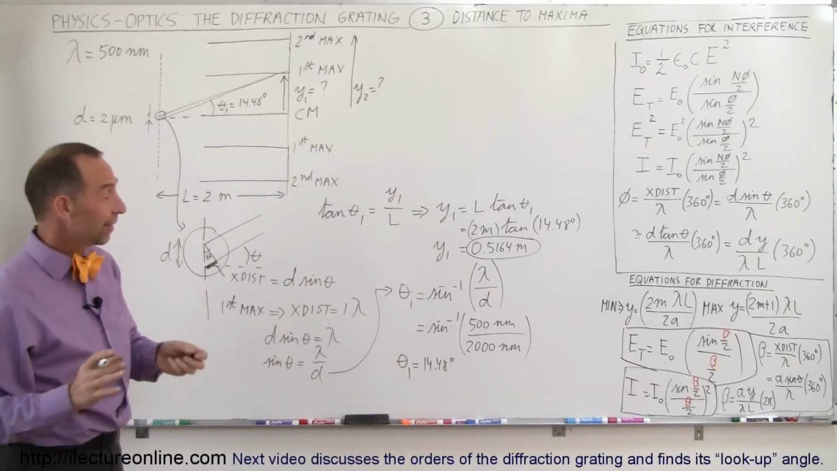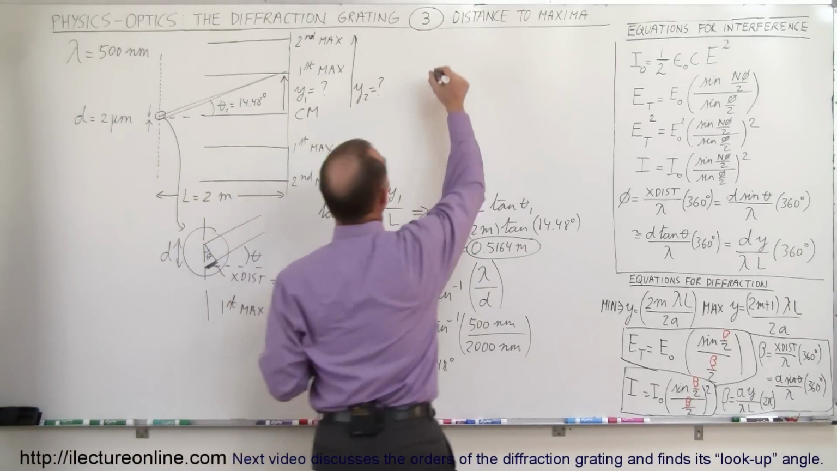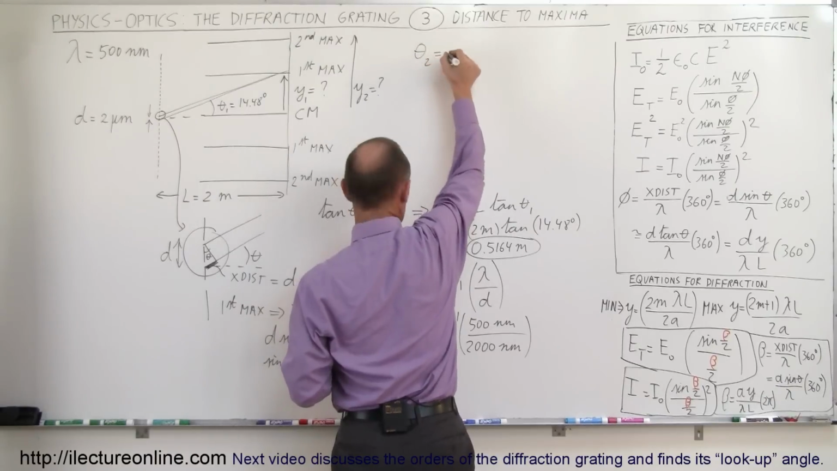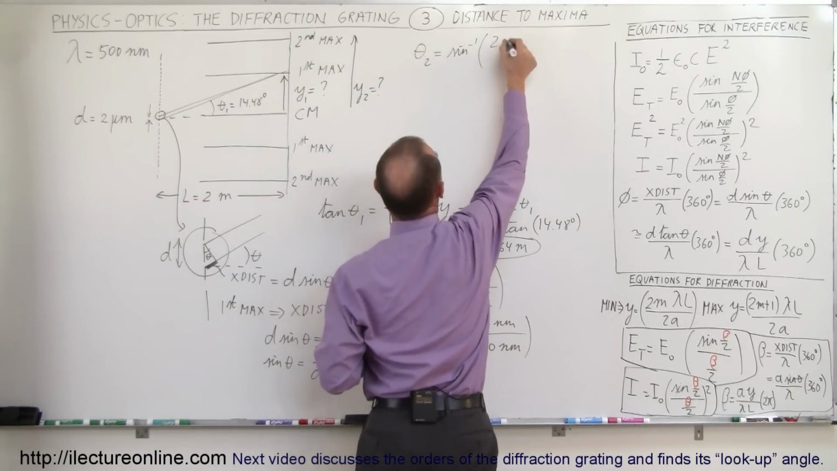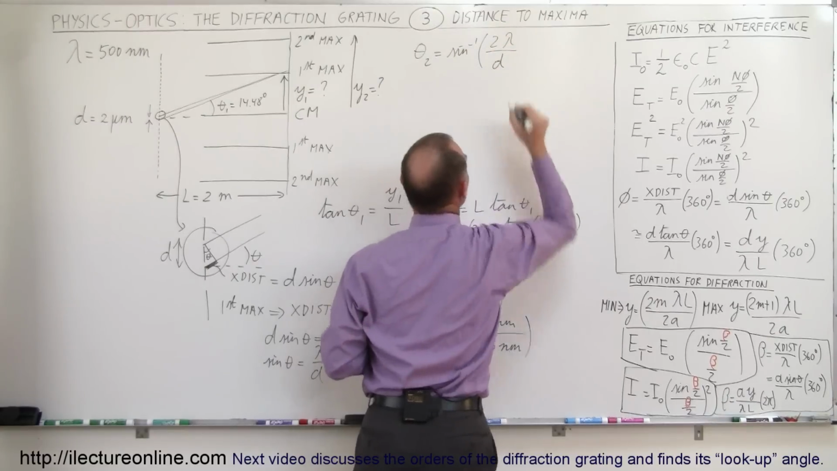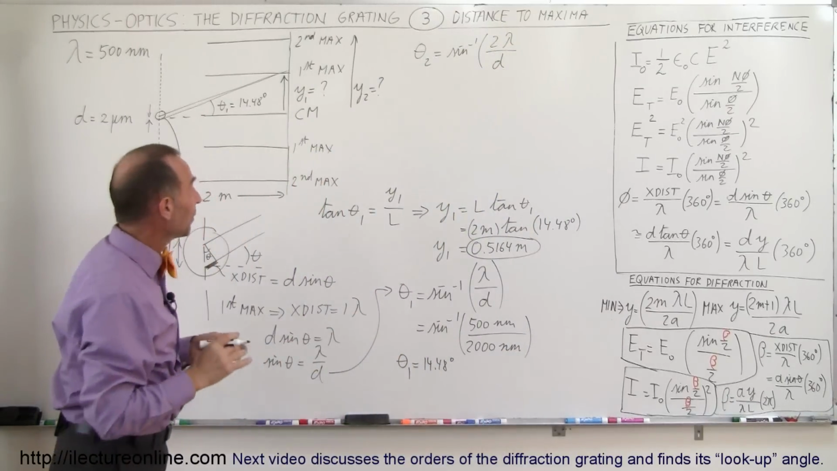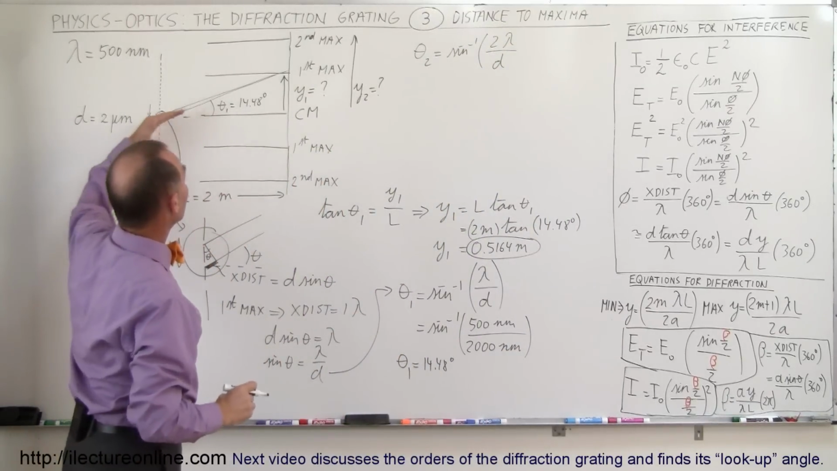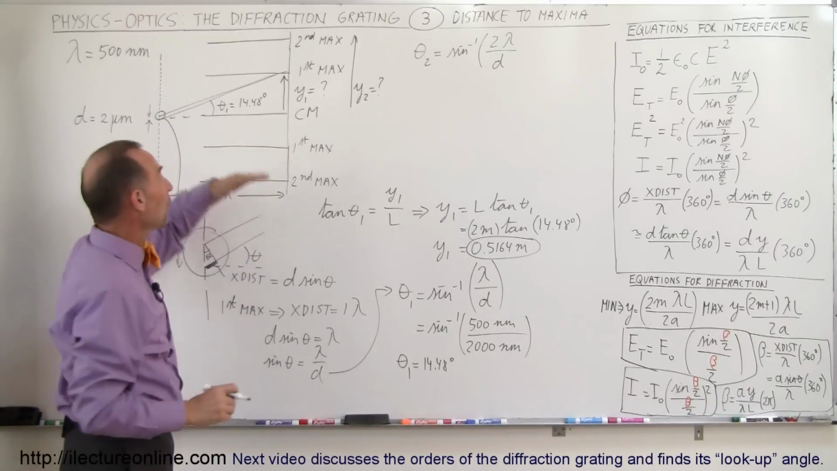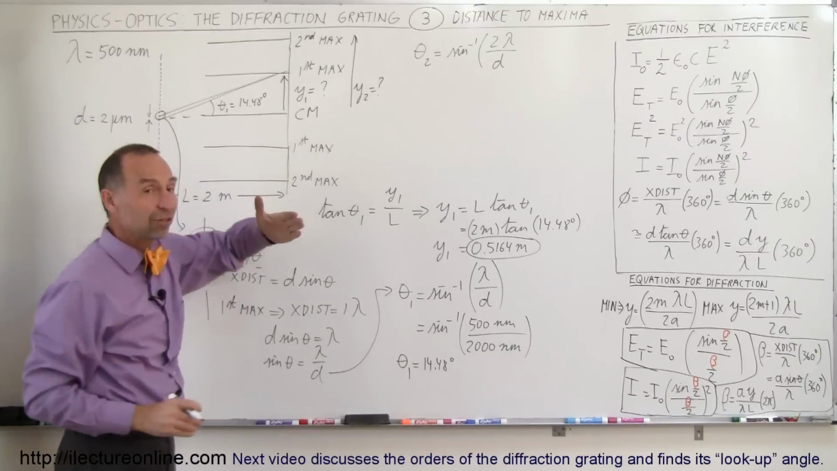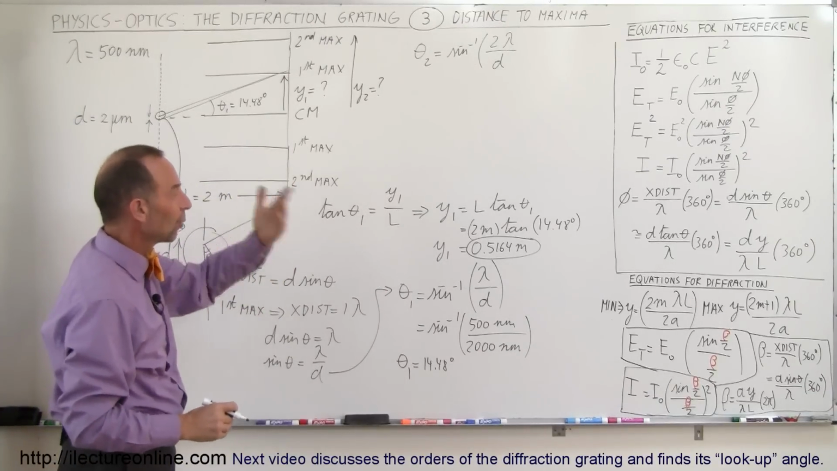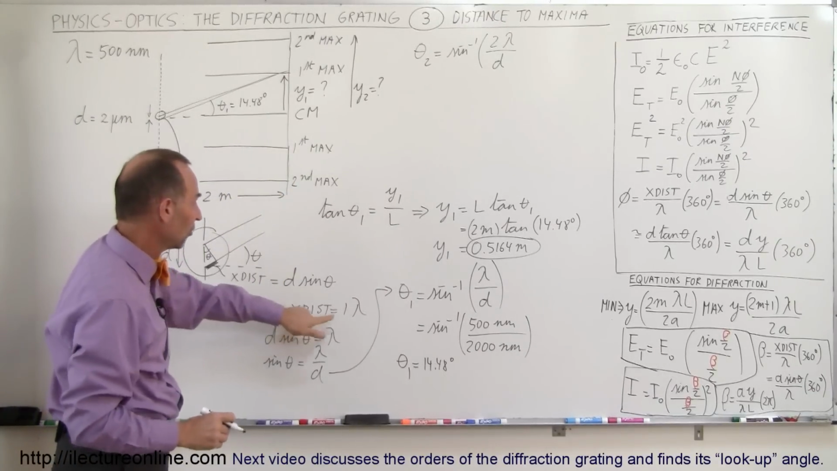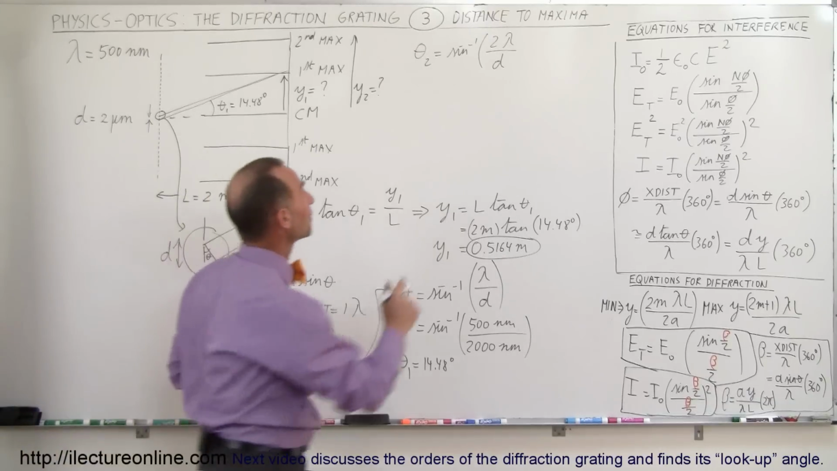So now we can find theta sub 2 in the same way. We know that theta sub 2 is going to be equal to the arc sine of 2 times lambda divided by d. Why 2 times lambda? Because we find the first maximum when the extra distance traveled is a whole wavelength. We find the second maximum when the extra distance traveled is 2 wavelengths. So we use 2 lambda divided by d instead of 1 lambda divided by d. So extra distance is going to be 2 lambda in that case.